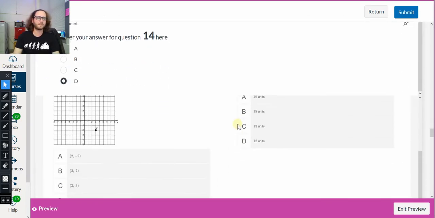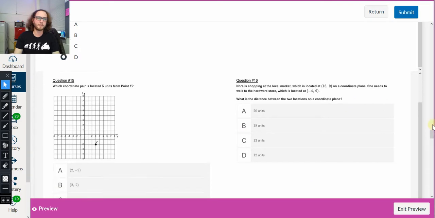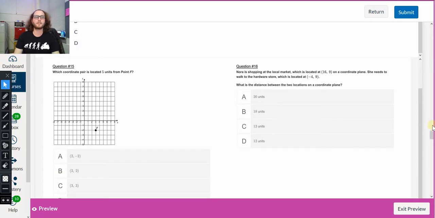For number 16, it says Nora is shopping at a local market that is located at 16, 9 on the coordinate plane. And she needs to walk to the hardware store that is located at negative 4, positive 9. And the question is, what is the distance between those two units? Now, one way you could do this is draw on a coordinate grid, draw a graph and count the distance between those 2 points. Or if you remember in class, some of you picked up that there is a trick.